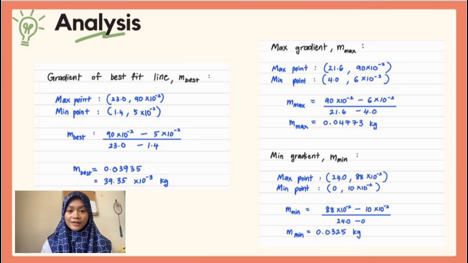And for the minimum gradient, we find that the maximum point is 24 and 88 times 10 to the power of negative 2, and the minimum point is 0 and 10 times 10 to the power of negative 2. Then we take the values of the maximum point and minimum point and put them into the gradient formula. Then we get the gradient of minimum is 0.0325 kilogram.